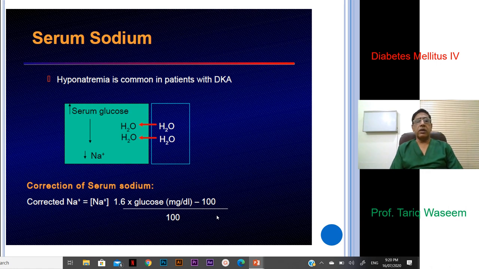Serum sodium usually is checked, and most of the patients with diabetic ketoacidosis and dehydration are likely to have hyponatremia because water is retained more as a result of hyperosmolarity due to the glucose, and this would lead on to dilutional hyponatremia.